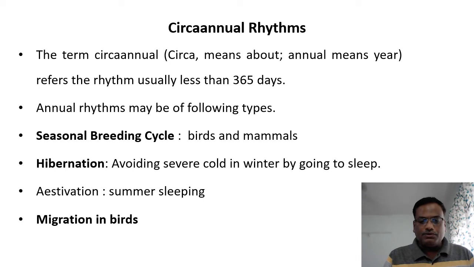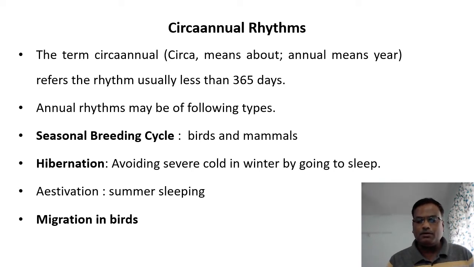Then estivation, which is also called summer sleeping. The animals which live in very hot climatic conditions, the same thing is repeated. To avoid extreme heat in the summer, some animals go to summer sleep. Again, they make a burrow deep below the soil, which is comparatively cooler, like squirrels and other animals, and they will sleep for the whole summer. And they will come out once the conditions become favorable. So this behavior is also repeated every year. This is also an example of circa-annual rhythm.